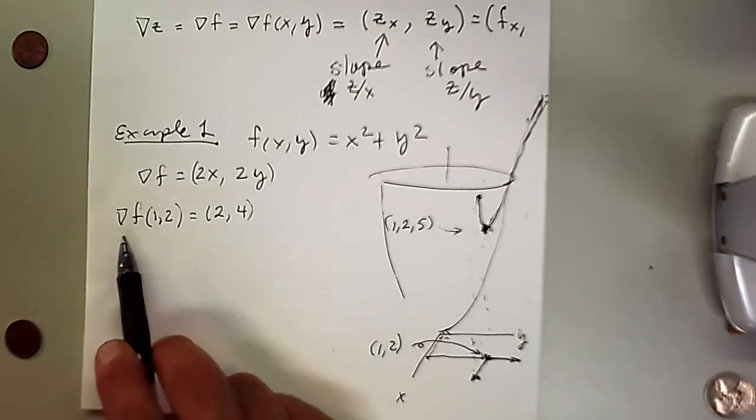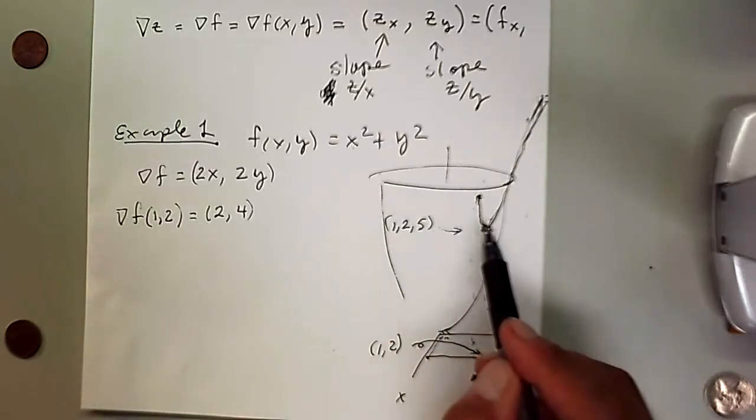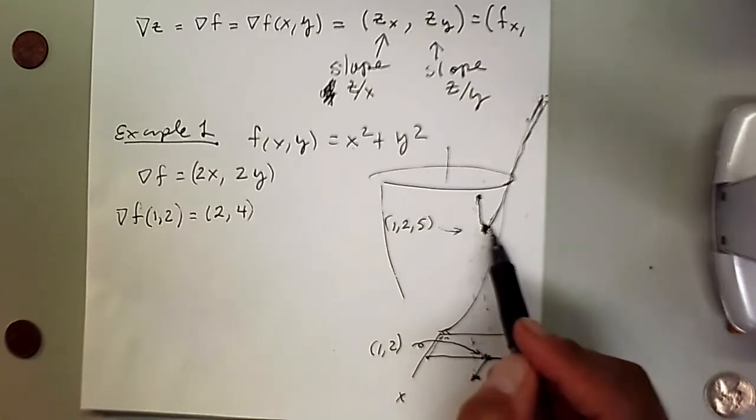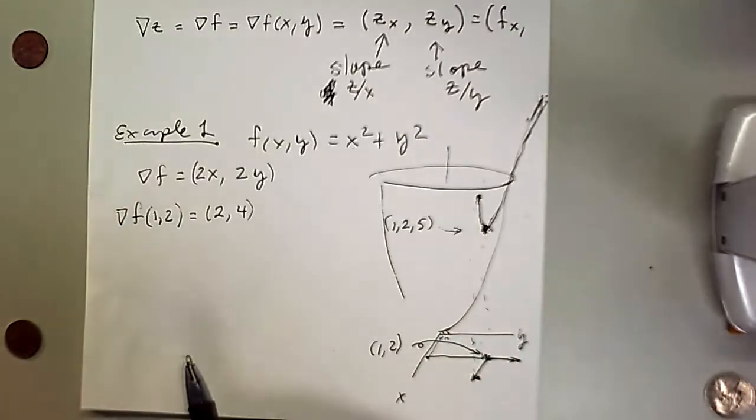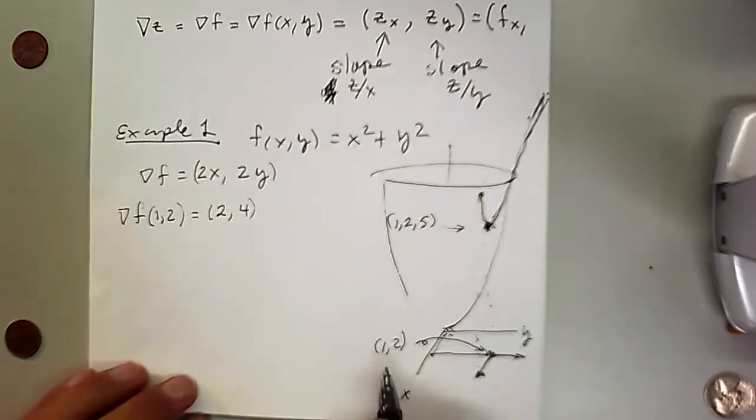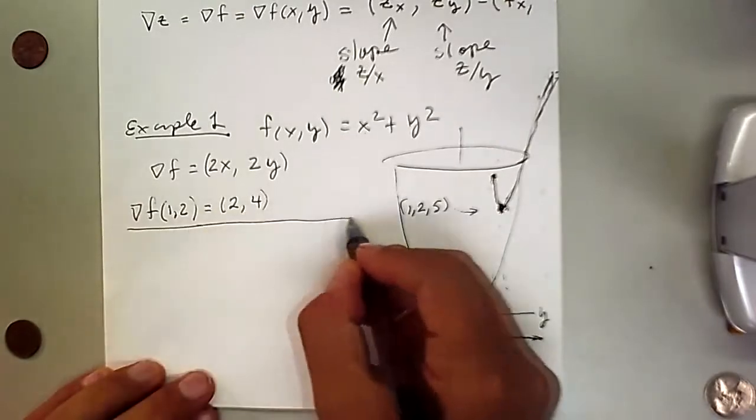The gradient tells us the slopes going in one direction, the x direction, and in the y direction. And that's essentially what the gradient does. Let's do a quick second example.